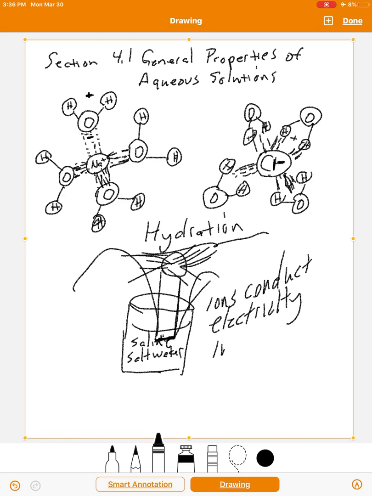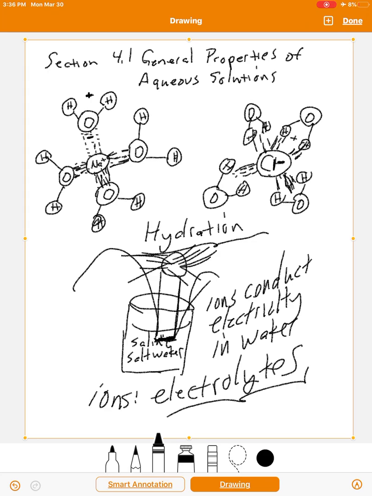So essentially what's happening is the ions are conducting electricity in water. They only do it in water because they're able to move around with the water. In order to have electrical conductivity, charge has to be able to move around. Because water is a liquid, these ions bounce around in there and conduct electricity, acting like a wire. So we call these ions electrolytes. It's a good name for it because they're little particles that conduct electricity.